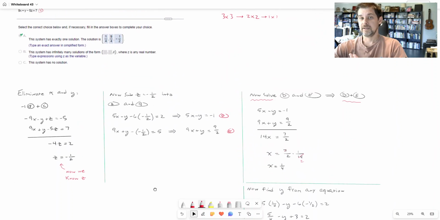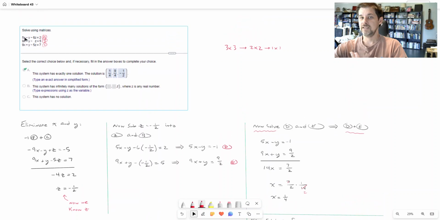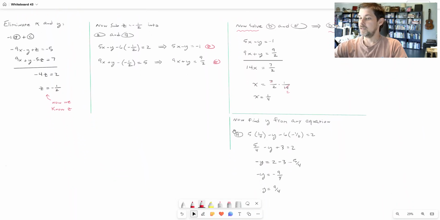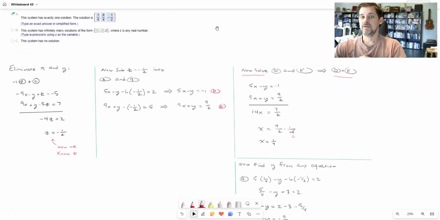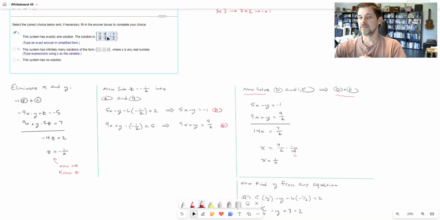So if I wanted to, I could go back up and I could choose any of these original ones, put the x that I know in, and put the z, and then that leaves me with the y, and I'll solve for the y. Okay, so I'll do this. I picked equation A from the beginning. I put in x, which I know now to be 1/4, and I put in z, which I know now to be -1/2. That leaves me with the y. I did my reducing, as you see, and I get 9/4 for y. Okay. All right. 9/4. There's our last part of the answer. Now we've solved for x, y, and z.